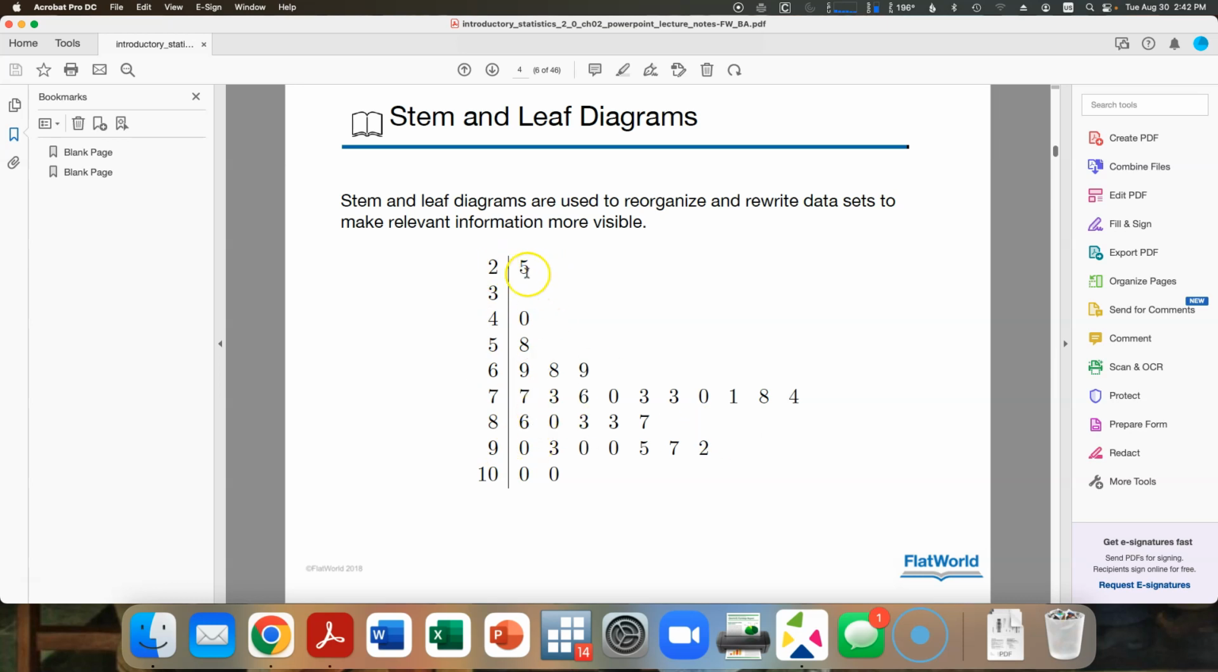So if we go over here, here's our stem, here's our leaves. So we'd have something that's 25. And then what we'd have here is something that's 40, 58, 69, 68, 69, 77, 73, and so on and so forth. But we have nothing with the 3 as a stem. We have no leaves with this stem here.